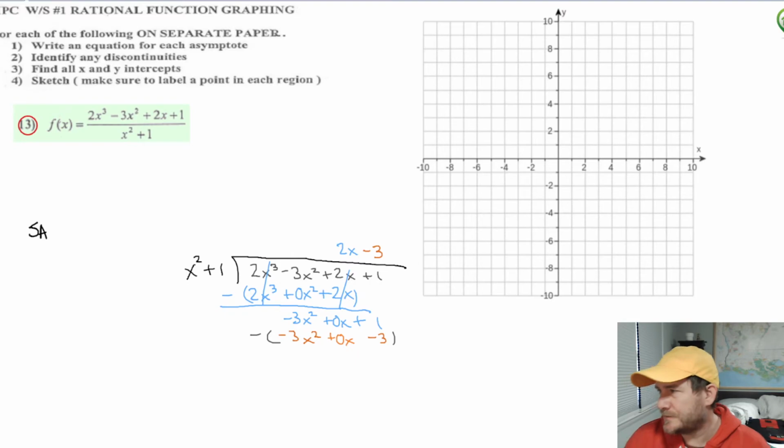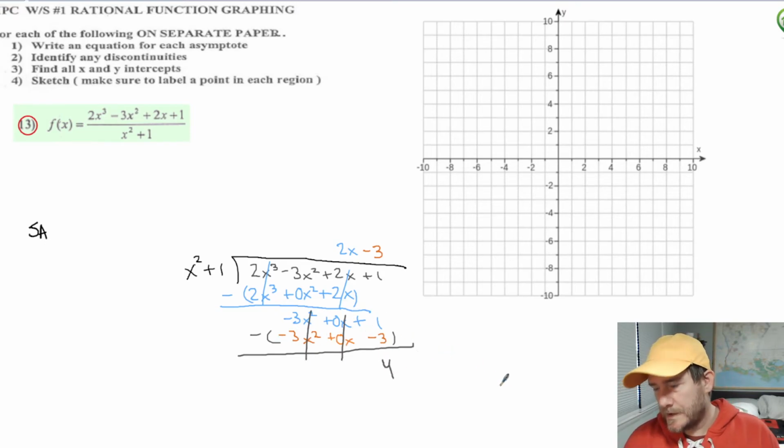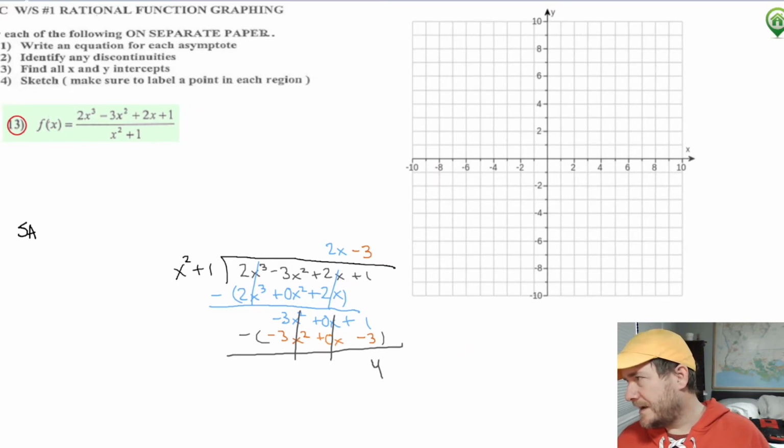Okay, so now when I subtract to get my remainder, these cancel, these were irrelevant, and this is a 4. So a constant remainder is kind of irrelevant too anyway, but this means that I should get a slant asymptote that passes through negative 3 and has a slope of 2. So that's looking like the right slope to me.